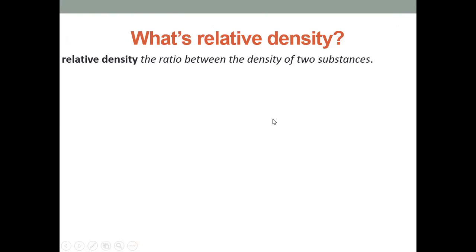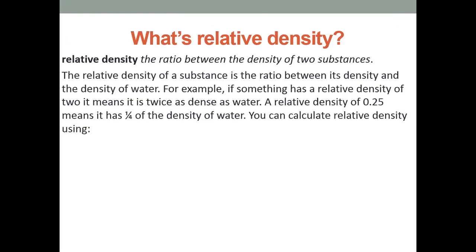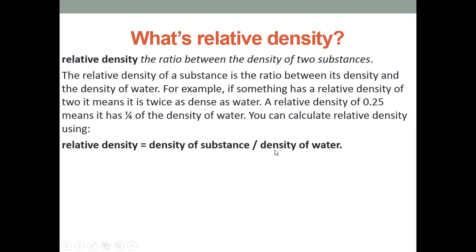All right, let's continue. What is relative density? The ratio between the density of a substance and the density of water is known as relative density. For example, if something has a relative density of 2, it means it is twice as dense as water. If it has 4, it is 4 times denser than water. If it's 0.5, it is half as dense as water.